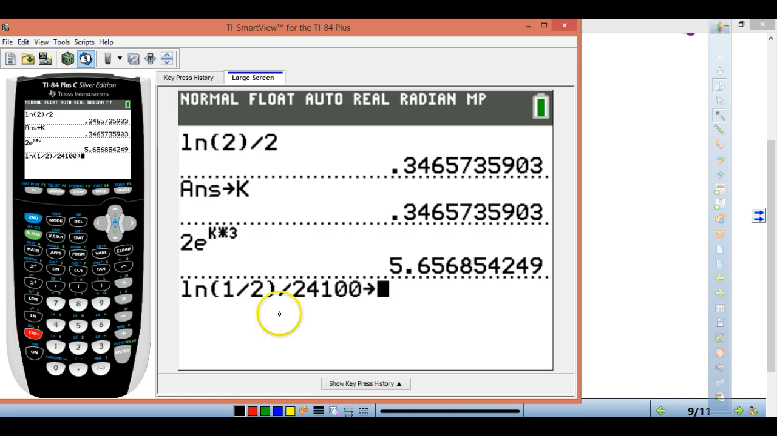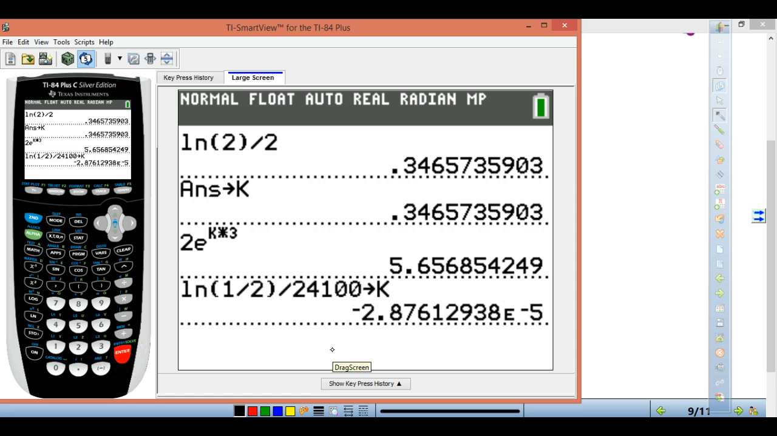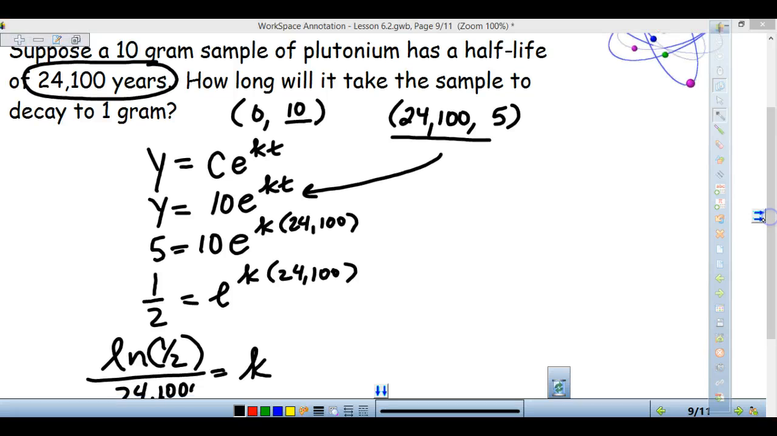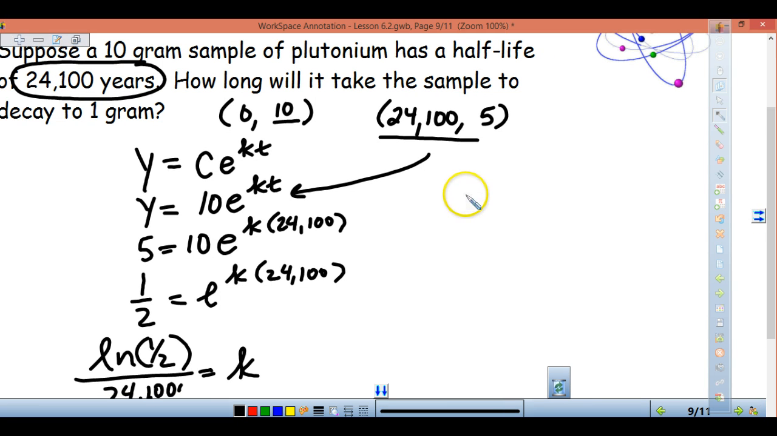And I want to store that. I'm just going to call it k since that's what I did in my equation. That seems the easiest to follow. All right, so then now I'm able to recall that as my value of k when I have other questions to answer. So the question was, how long will it take the sample to decay to 1 gram? So 1 is going to be my y.